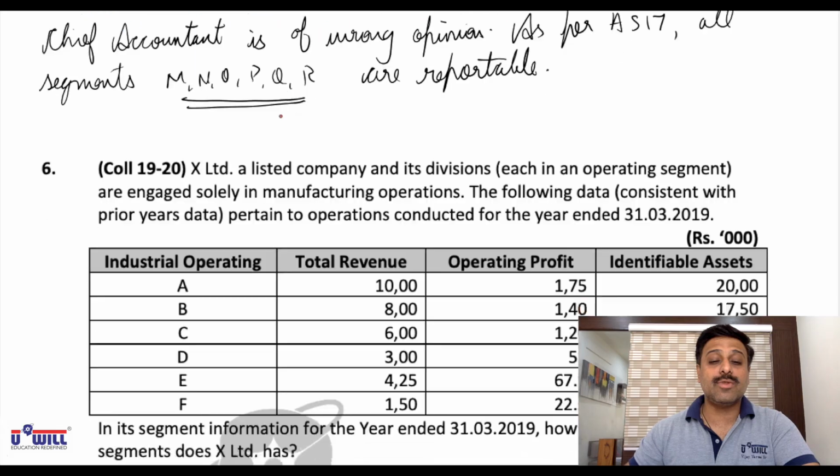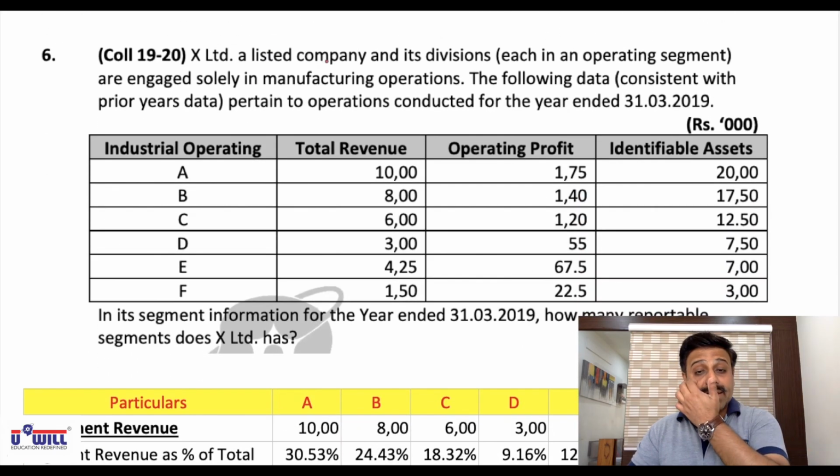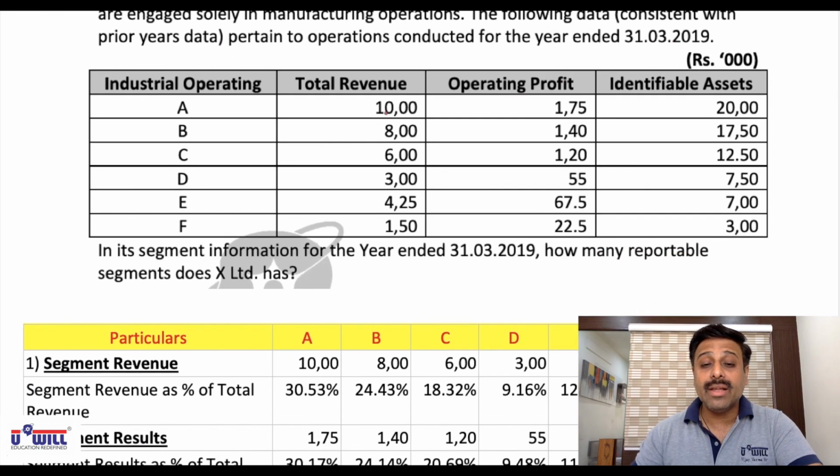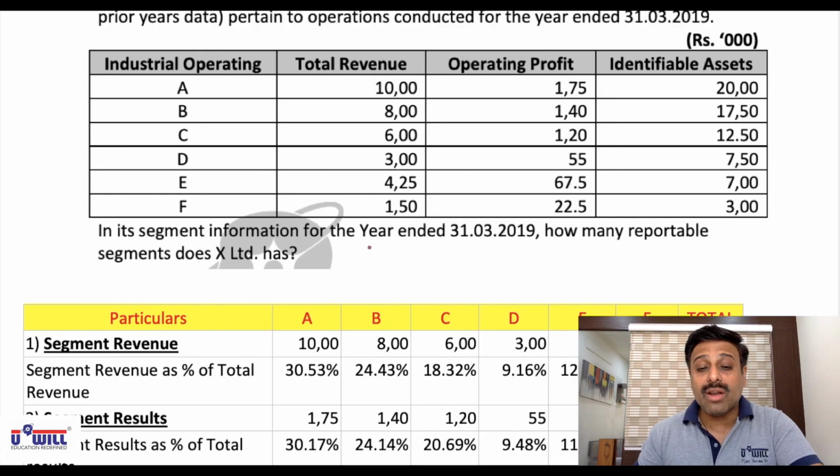In the same way, check your answers for question 6. X Limited, a listed company, and its divisions, each an operating segment, are engaged solely in manufacturing operations. The following data, consistent with prior year's data, pertain to operations conducted for the year ended 31/3/90. If you do the revenues total, you all will get 3275. 10% of that is 327.5. Which ones are more than 327.5? 1000, 800, 600, 425.